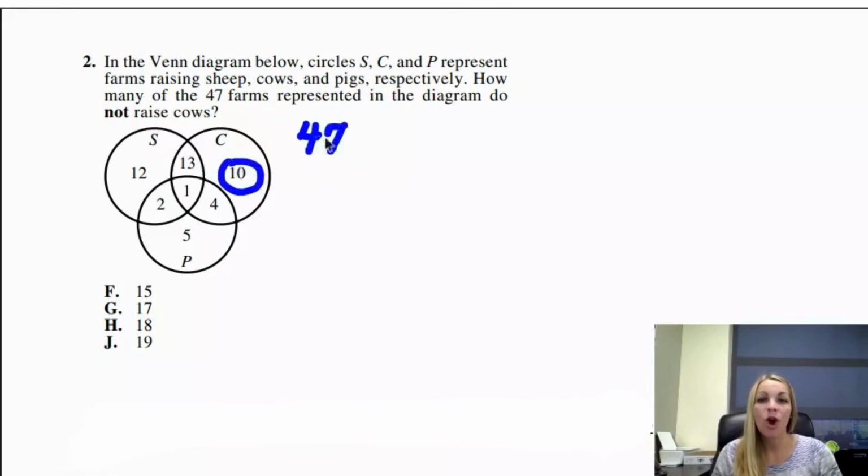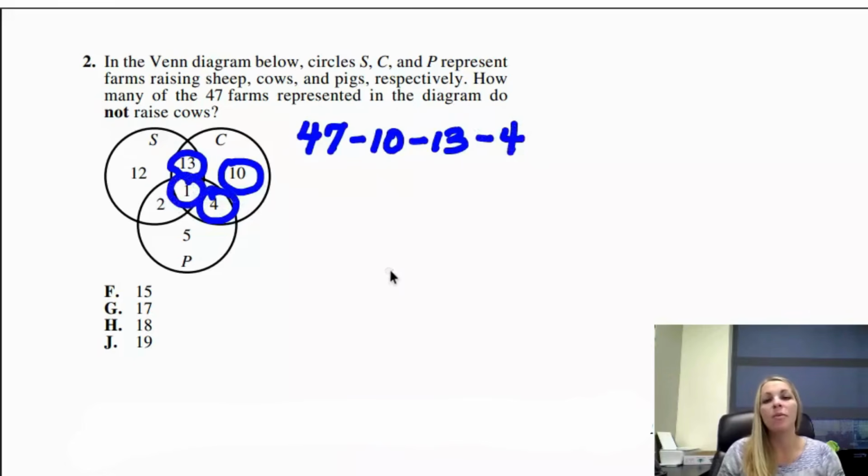This number right here represents just the farms that have cows, so I'm going to subtract off 10. This is sheep and cows, so I'm going to subtract 13. This is pigs and cows, so I'm going to subtract off 4. And this represents the farm that has all 3: sheep, cows, and pigs. And when I subtract all of this, I get 19, which is answer choice J.